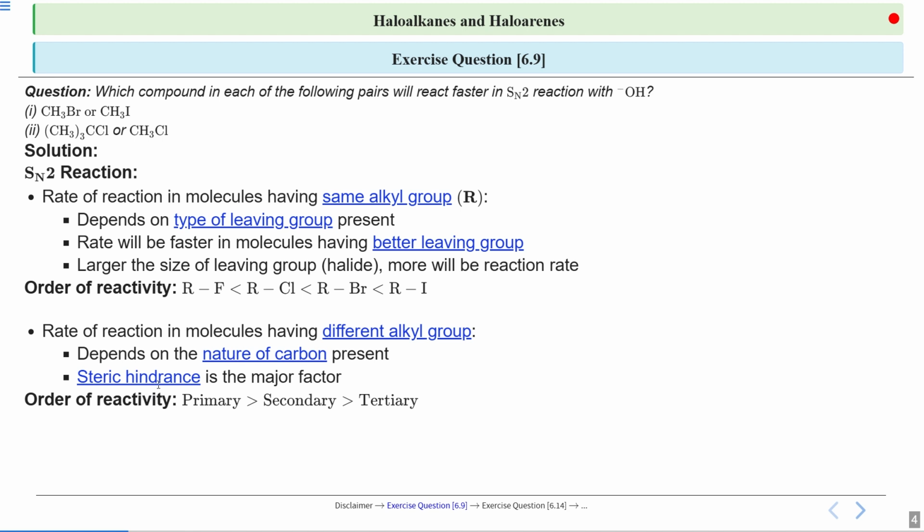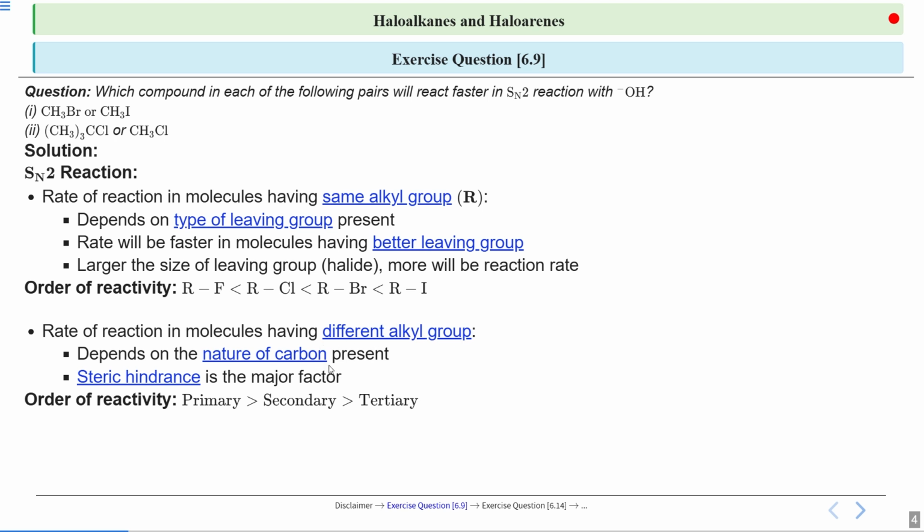Or you can also say that the order of reactivity will be highest for a primary alkyl halide, because it will give you the primary carbocation. Then for secondary alkyl halide, and the least reactivity is for tertiary alkyl halide, because it is going to give you a tertiary carbocation. When the nucleophile attacks the tertiary carbocation, it will face steric hindrance. So this is the order of reactivity when you have different alkyl groups.